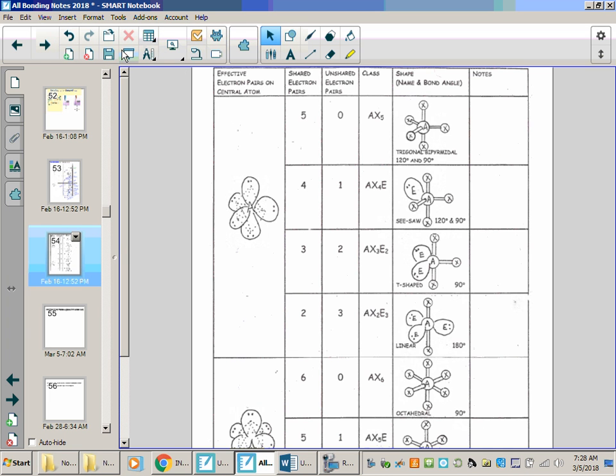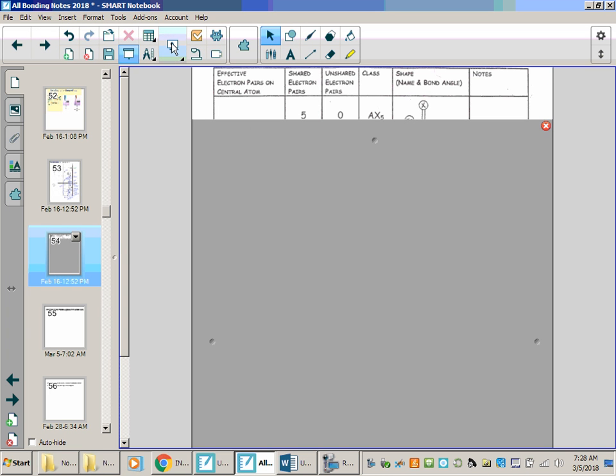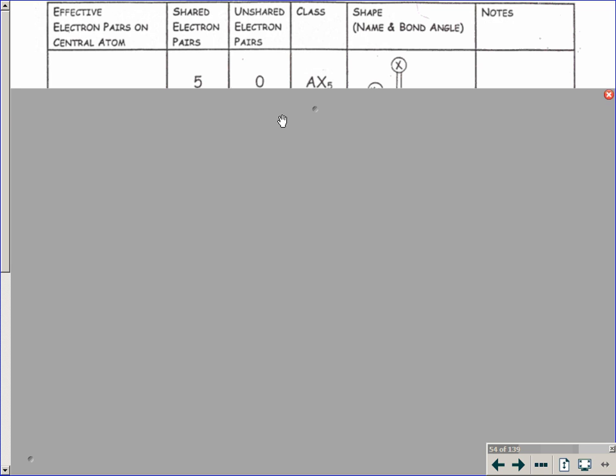Don't look, sorry I didn't cover this one. Okay. Keep going, so try not to look at the shapes on your own. 5 ligands, no lone pair shape. Visualize.